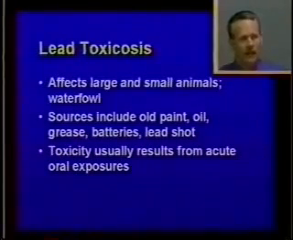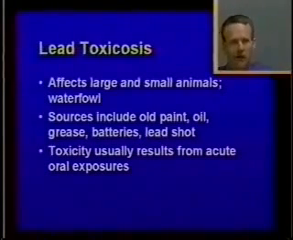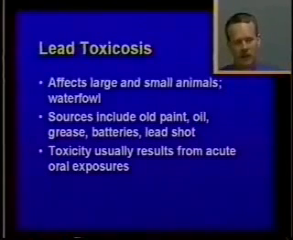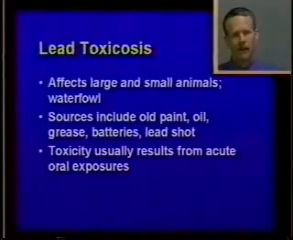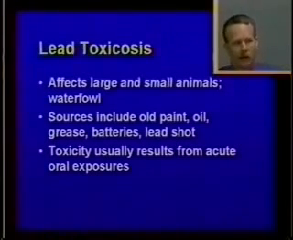Lead toxicity. Lead is a problem that primarily affects large and small animals as well as waterfowl. Sources of lead include old paint. When people are remodeling their houses and scraping the paint, they often leave the paint chips lying around, and these can contain high levels of lead. Used motor oil is still a potential problem, although with the disuse of lead in gasoline, this is not as much of a problem as it used to be. Some forms of grease contain large amounts of lead, and also batteries, old batteries that are left in pastures, are common sources of lead in large animals. Waterfowl, the biggest problem is both lead shot and fishing sinkers. Shotgun pellets or fishing sinkers are ingested and can cause severe lead intoxication in waterfowl.